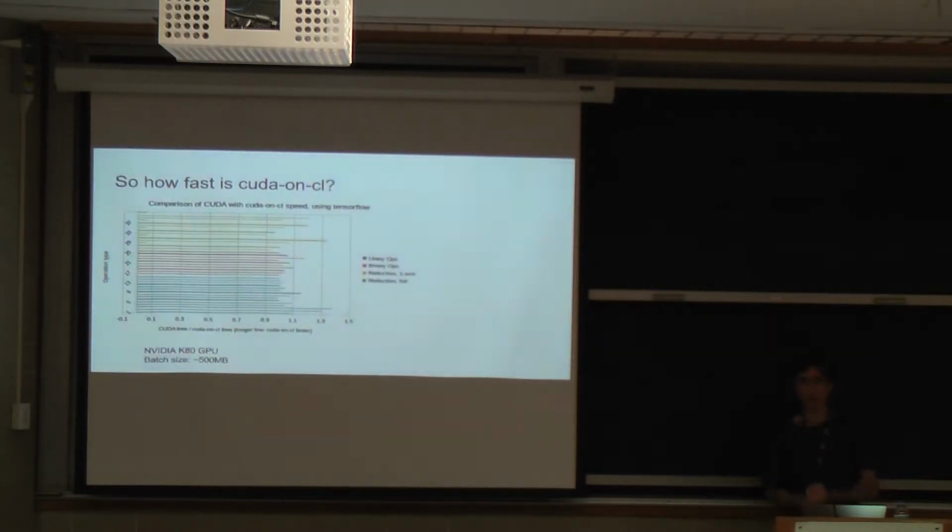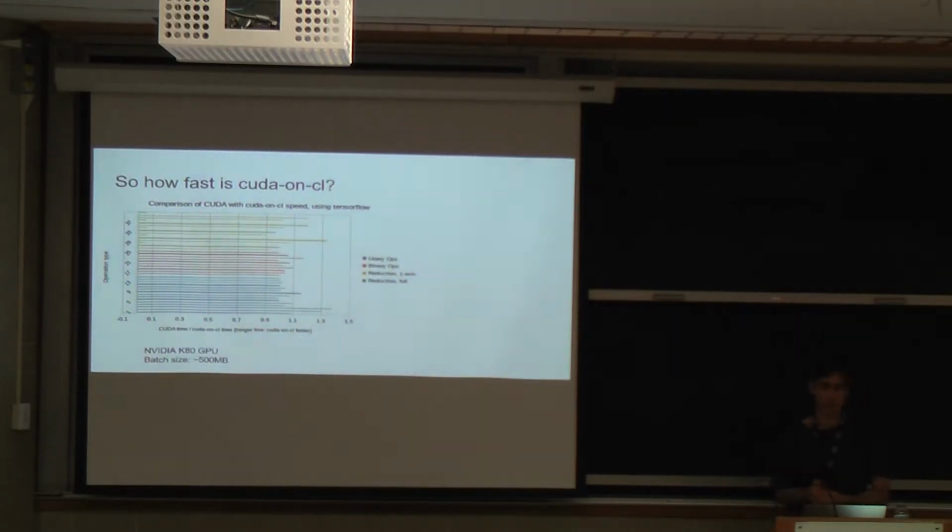So using CUDA-on-CL, we can compile vast swathes of TensorFlow, and we can run TensorFlow operations on an OpenCL device. We can also run those same operations on a CUDA device, and we can compare the speed. So what I've done in this graph is I've taken the speed for the CUDA-on-CL, the speed of the CUDA for each operation, divided them, and then we've got the ratio. So if it's 1, then the CUDA-on-CL and the CUDA run the same speed.